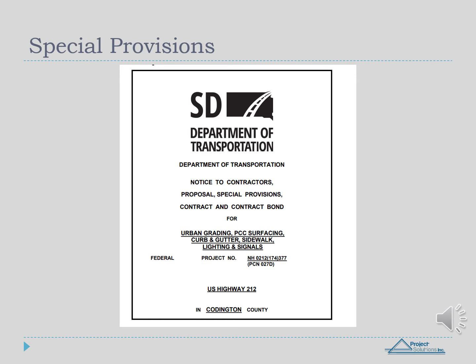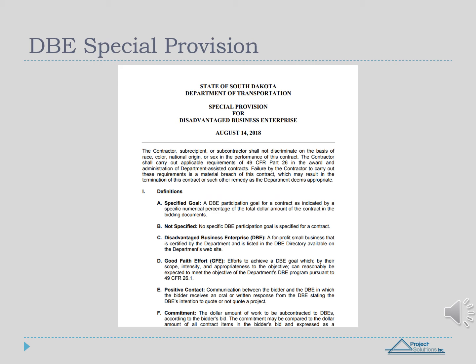On the same bid letting detail page from before, you can find the special provisions. This contains the special provisions as well as the proposal for the project. You can also find the DBE special provision on this page. This goes over bidding requirements, good faith efforts, what qualifies as DBE participation, payments to DBEs, and much more. This is something all DBEs and contractors should read prior to bidding.